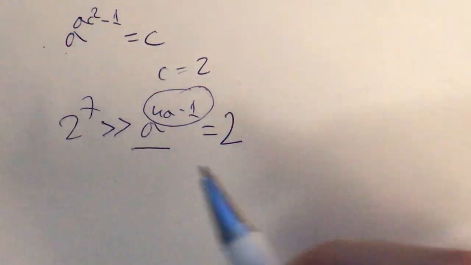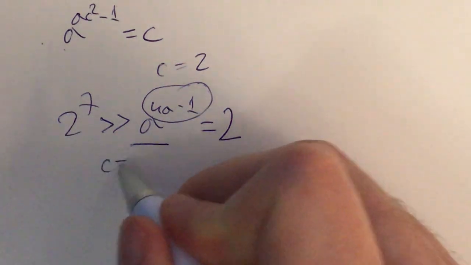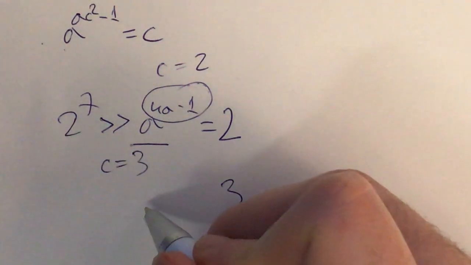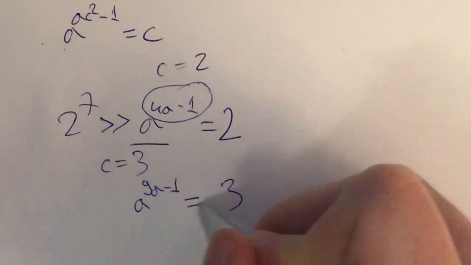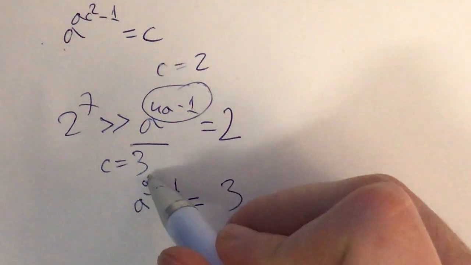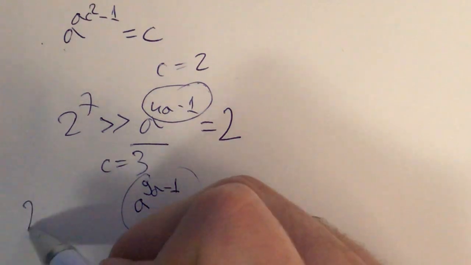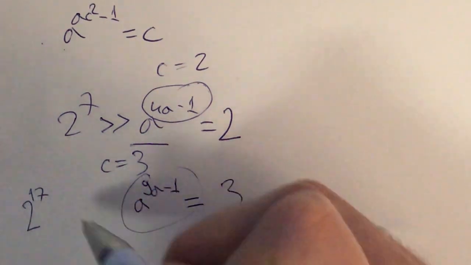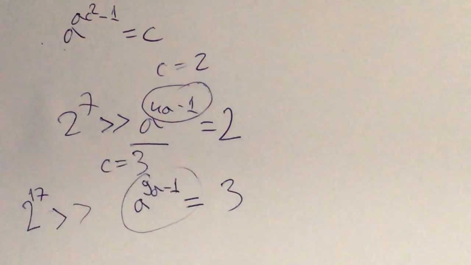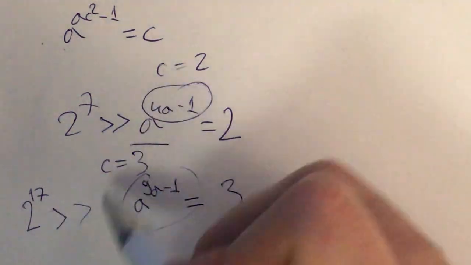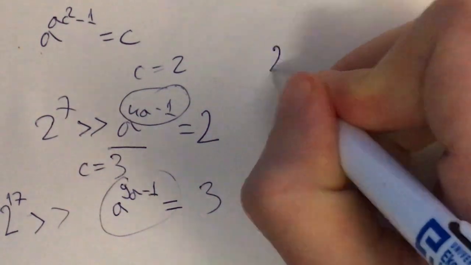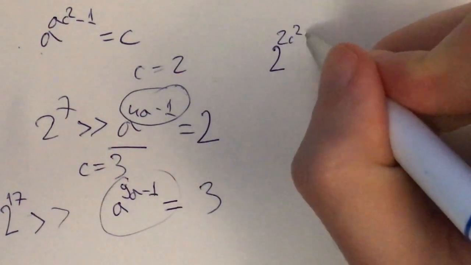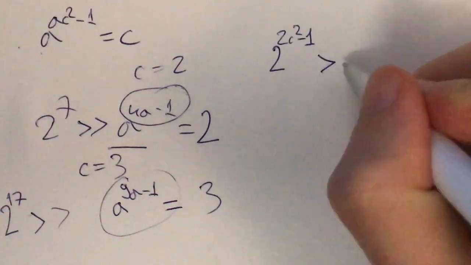I mean, a lot is subjective, but if c is 3, we would get 3 on one side, and then a to the power of 9a minus 1 needs to be equal to 3. And here we get at minimum a number of the form 2 to the 17th, which is a lot bigger than 3. So the intuition from these couple of cases starts piling up, and the intuition is we can say that 2 to the power of 2c squared minus 1 is going to be greater than c.